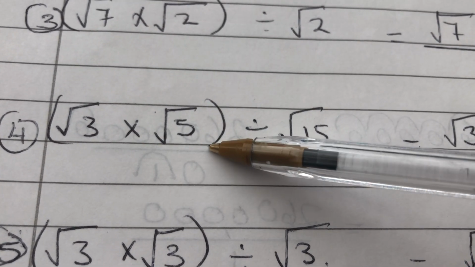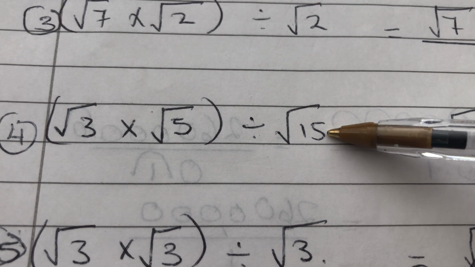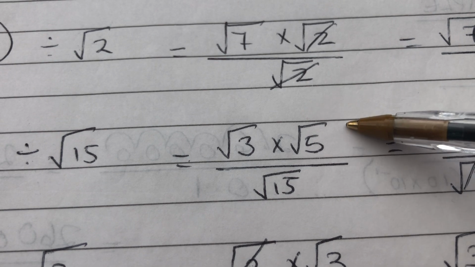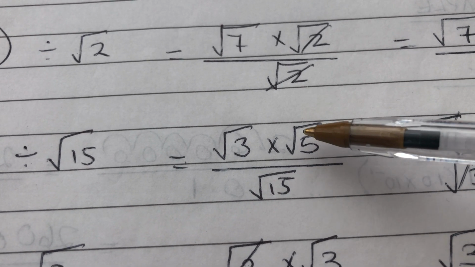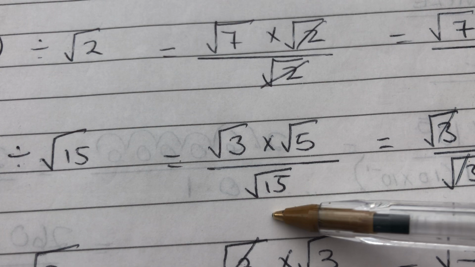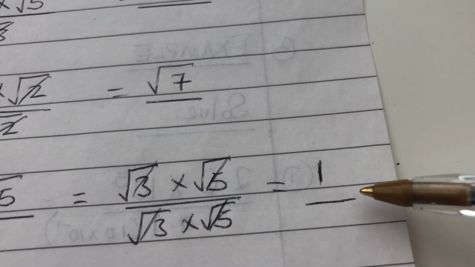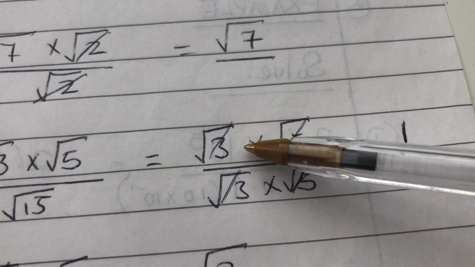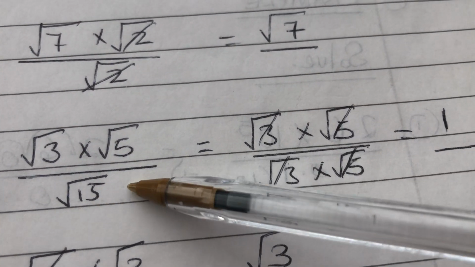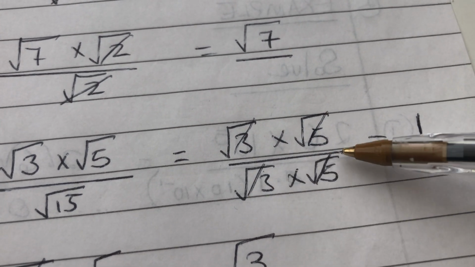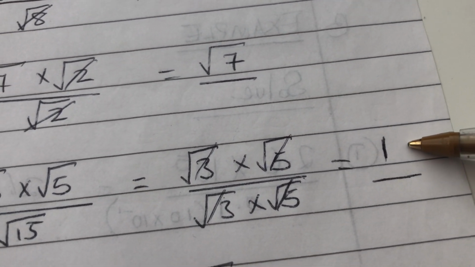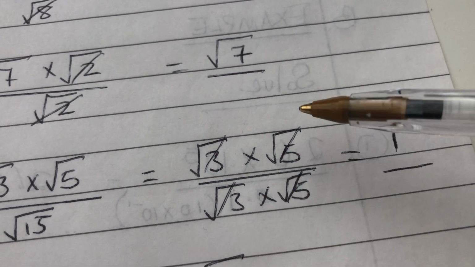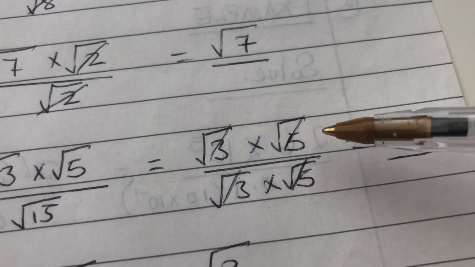Root 3 times root 5 divided by root 15. Root 3 times root 5 is root 15, and root 15 divided by root 15 is 1. Or you can have root 3 times root 5 over root 15, and you still get 1, because the root 3's will cancel out and then the root 5 will cancel out.